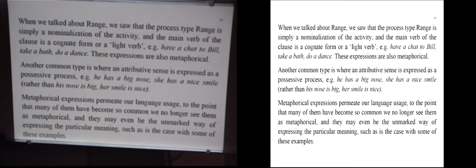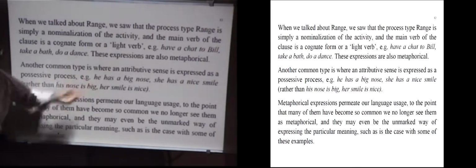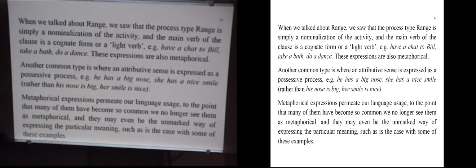Another type is when an attributive sense is expressed as a possessive process. This is something that most people would not think of as metaphorical, but when you say he has a big nose, really the agnate form is his nose is big. But here's a clear case where you don't want to make his nose the unmarked theme, the subject. So you want to make him the unmarked subject. So how do you do that?